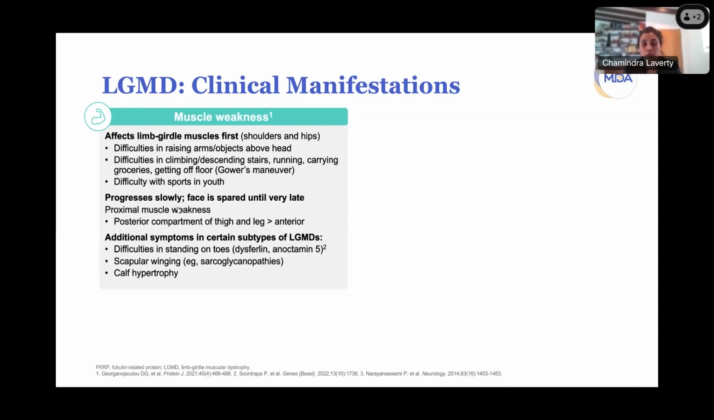You might be seeing an adult patient in clinic, but it could actually harken back to quite a few years before they actually think that it started. Face is characteristically spared in terms of weakness in limb-girdle muscular dystrophy. And the proximal muscle weakness in the legs actually affects the back of the thigh, the hamstring muscles, much more than it does the quadriceps in the vast majority of limb-girdle muscular dystrophies.